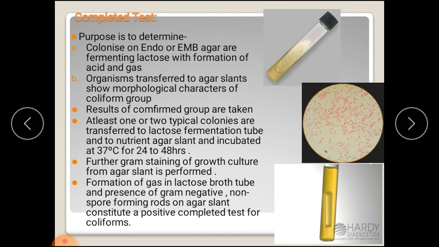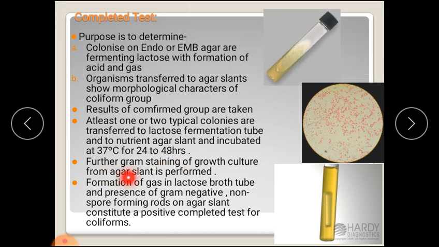Colonies of endo or EMB-agar are fermenting lactose with formation of acid and gas. Organism transferred to agar slant show morphological characters of coliform group. Result of confirmed group are taken. At least one or two typical colonies are transferred to lactose fermentation tube and nutrient agar slant, incubated at 37 degrees Celsius for 24 to 48 hours.